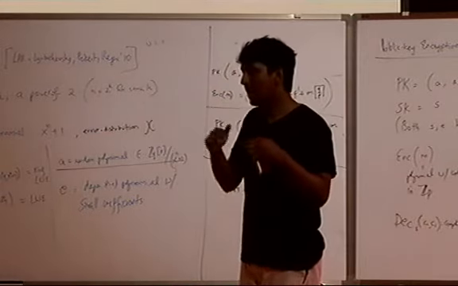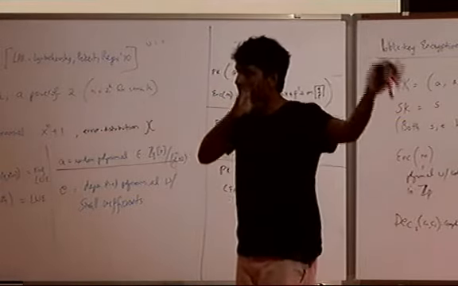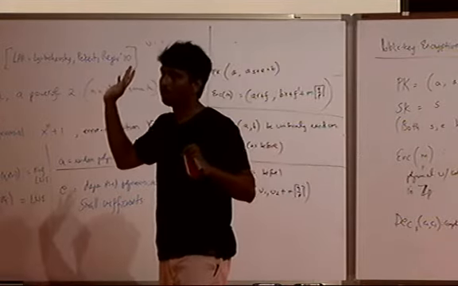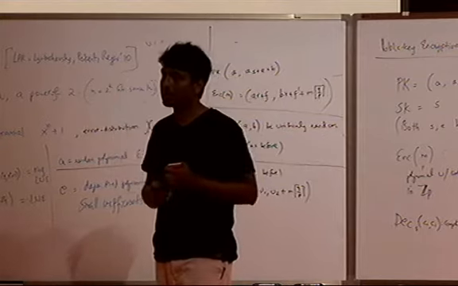A and A S plus E. Yeah. And A and the random. So on the one hand I have A and A S plus E. On the other hand I have A and a random polynomial. They can't distinguish.